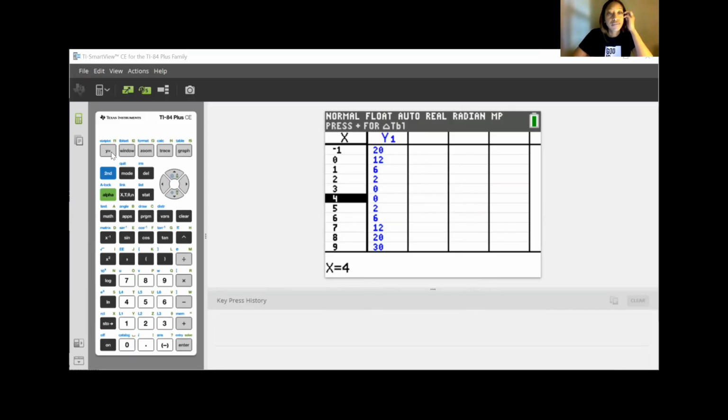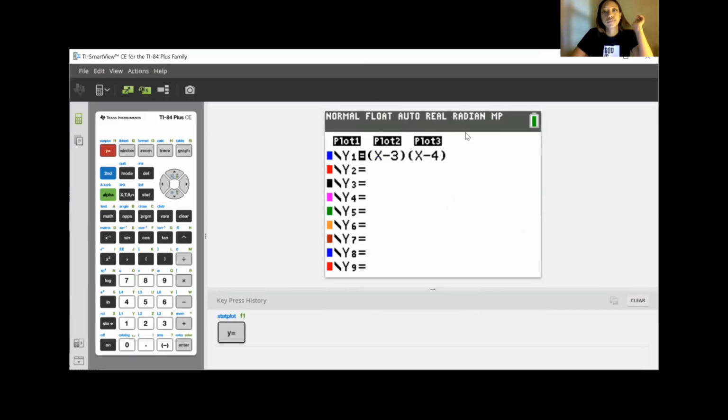All right, so in our graphing calculators, let's clear out what we previously had. One quick thing to remember when you're typing in rational expressions in your graphing calculator, you want to put your numerator in parentheses and your denominator in parentheses.